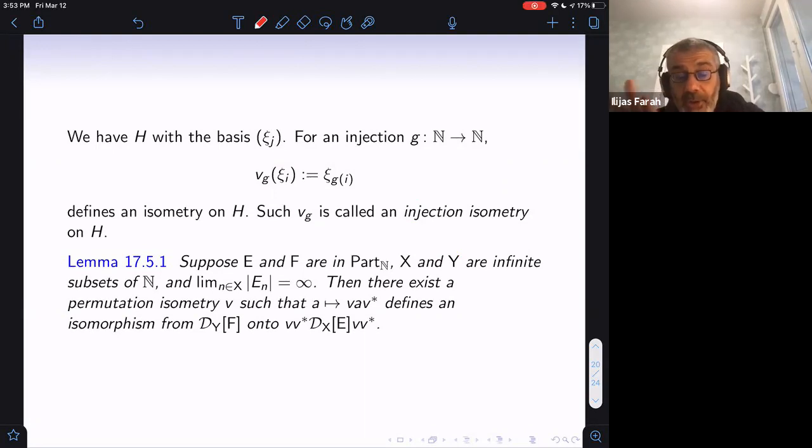So basically, we are going towards the proof of the lemma that was the middle lemma on the previous slide that I said we want to prove. Suppose E and F are in Part n, X and Y are infinite subsets of N, and the limit of the lengths of intervals En as n approaches infinity through X is equal to infinity. Then there exists a permutation isometry V such that A goes to VAV star defines an isomorphism from DYF onto VV star DX E VV star.